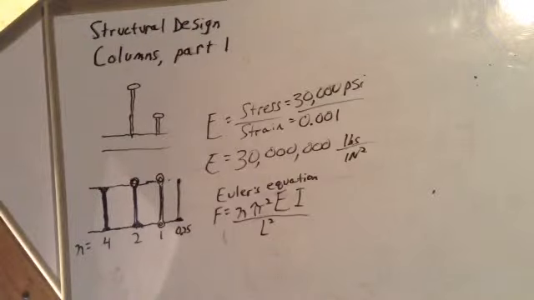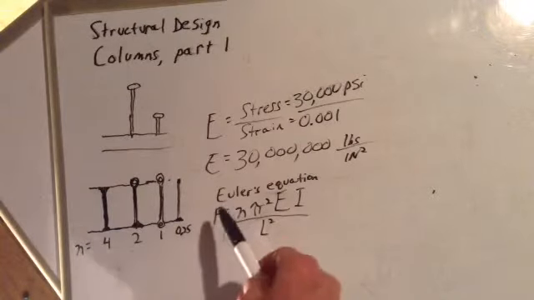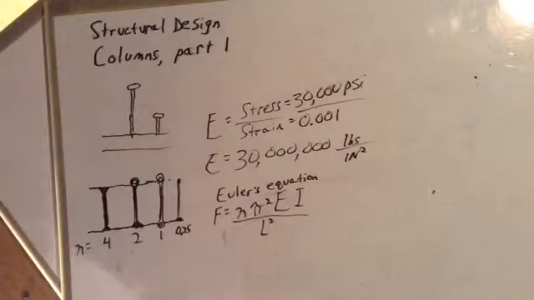engineeringtoolbox.com/Euler-column-formula-D as in Delta_1813.html. So F there is the critical load or force at which the column will buckle. N is that factor that is determined by the way that the ends of the column are supported.